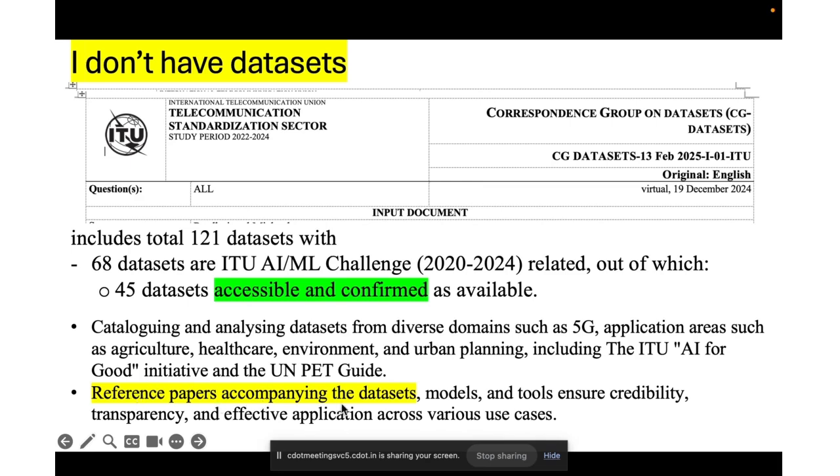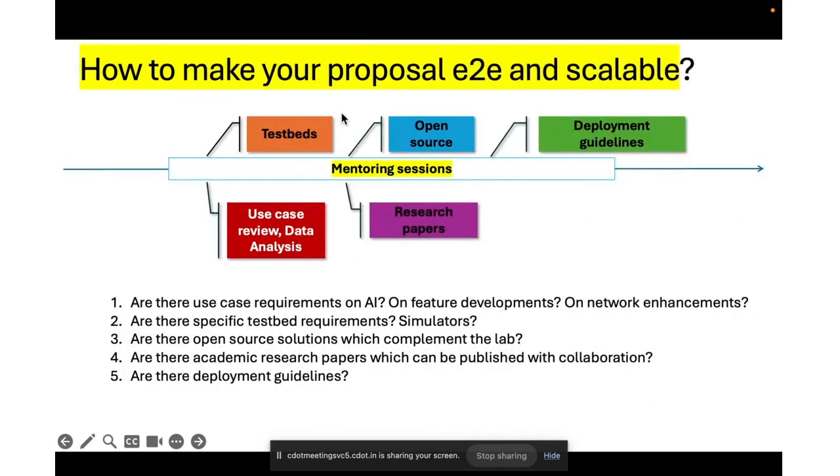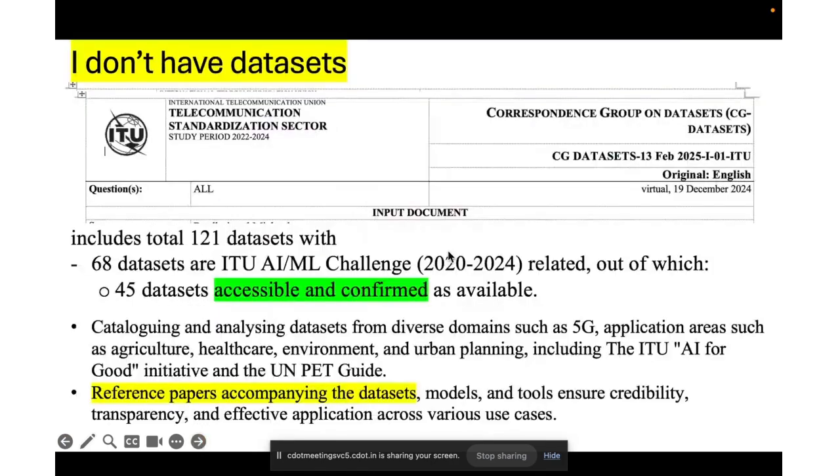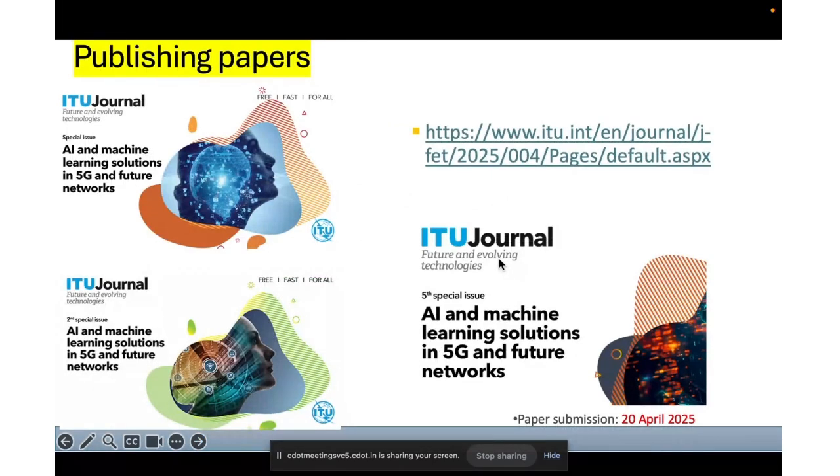And there are reference papers accompanying that; models and tool sets are also there, which completes this picture. So it's not only the data, but there are papers, webinars, and tool sets which are mentioned as part of these data sets. So you can also use these data sets for analysis and research purposes. If you want to publish, ITU has a journal with a special edition specifically for AI and machine learning. Paper submission is open currently. 20th April is the deadline for paper submission.